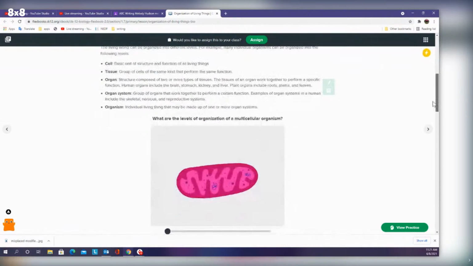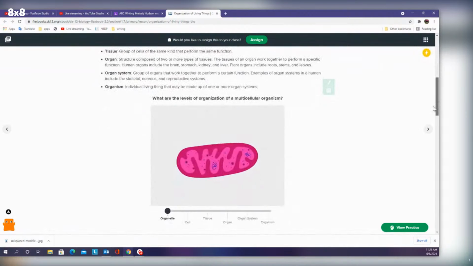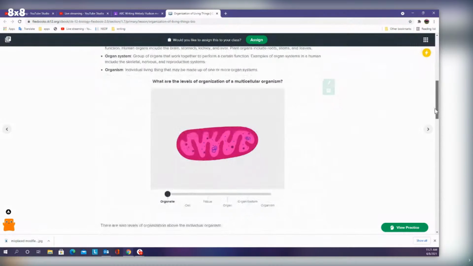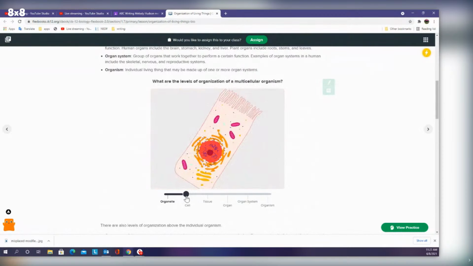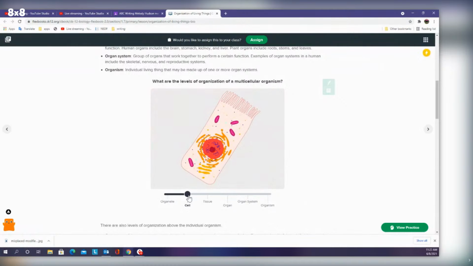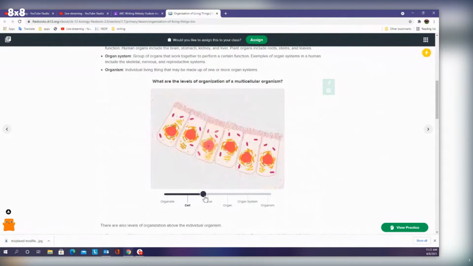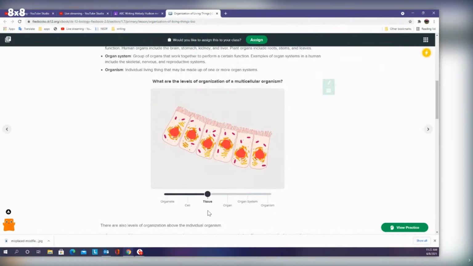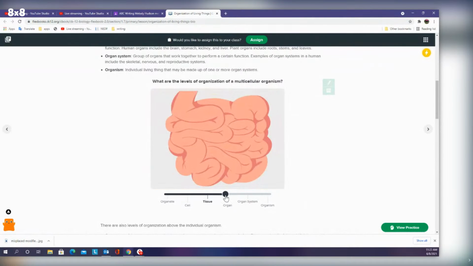And so, what are the levels of organization in a multicellular organism? You're going to have an organelle, then you'll have a cell. An organelle performs a certain function within the cell. And then we have the cell. And then we have multiple cells together to form a specific function. We'll have tissue, and the groups of tissue can form an organ.